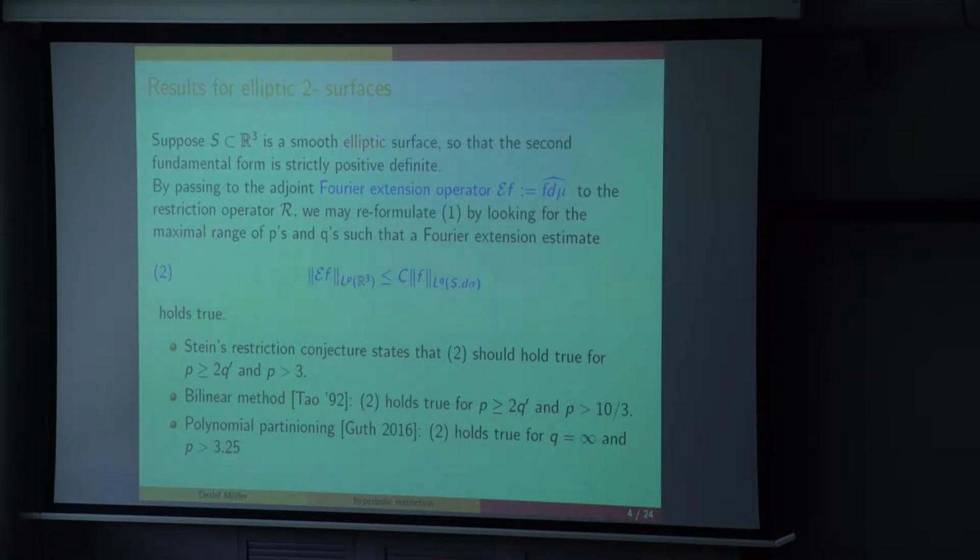And so what is known? Well, the so-called bilinear method, which I was already talking about, led through work by Tao to the following fact: if p is strictly bigger than 10 over 3, then indeed this restriction estimate, or the extension estimate, holds true. So we are still far from 3, but 10 over 3 is not so bad. But through the polynomial partitioning method, more recently, Guth was able to push it a little bit further down to 3.25. Okay, so this is for two hypersurfaces which are elliptic.